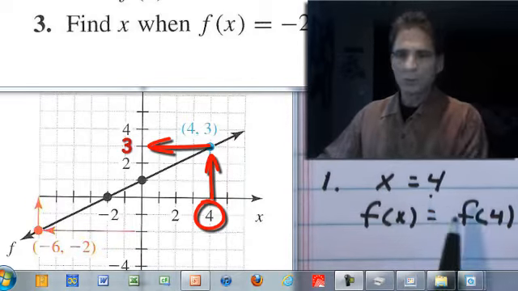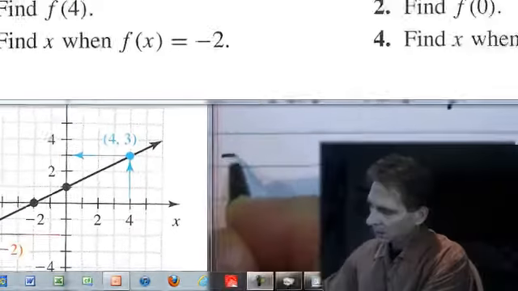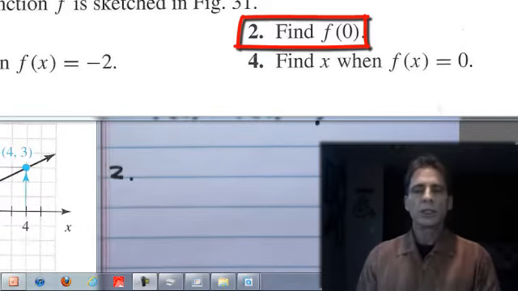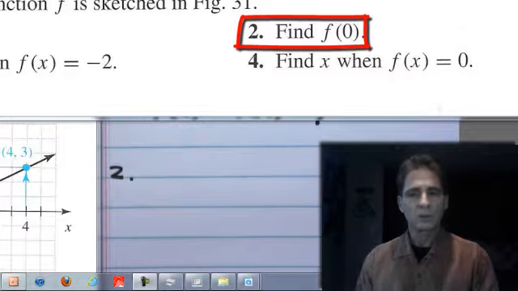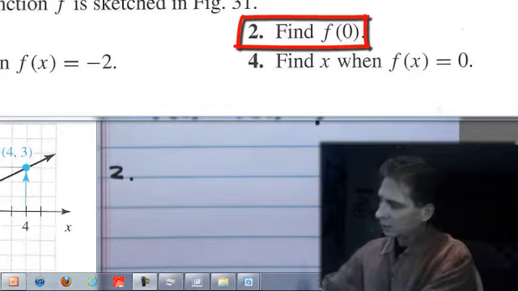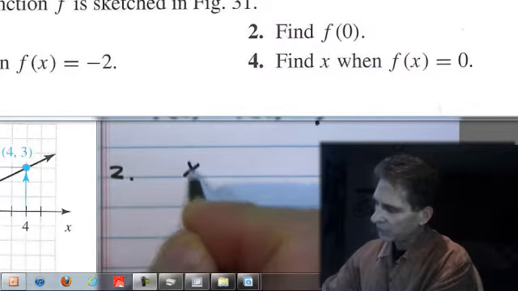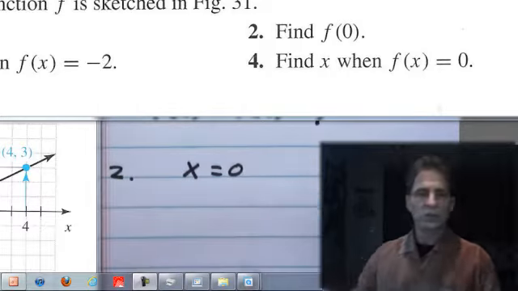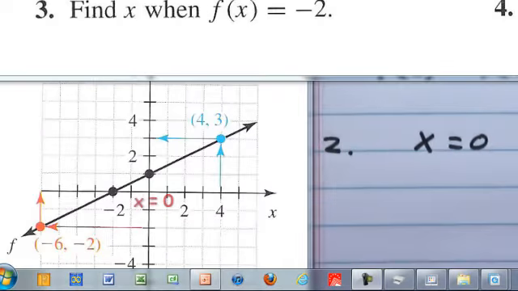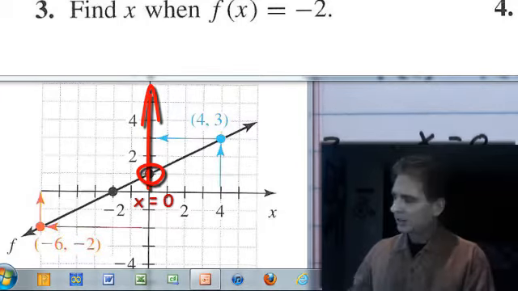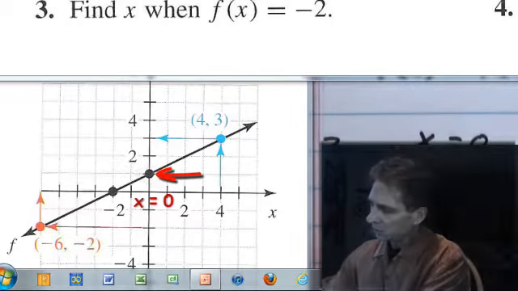If we look at problem number 2, then we're seeing that we're finding f sub 0. That would mean, what is y's value when x equals 0? Well, when x is 0, you can see that y is 1. This is called the y-intercept.